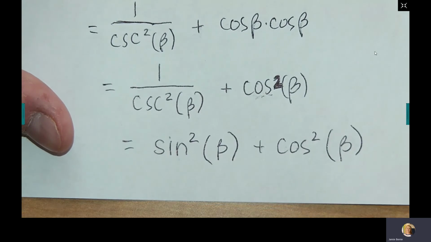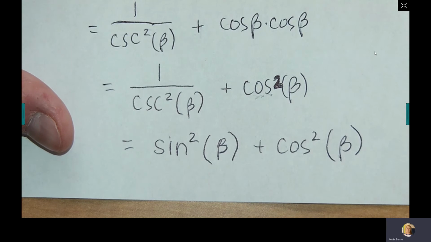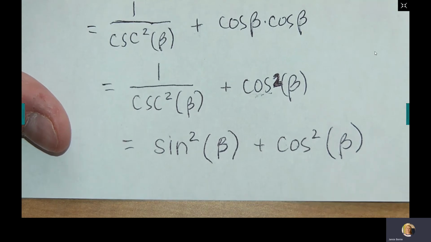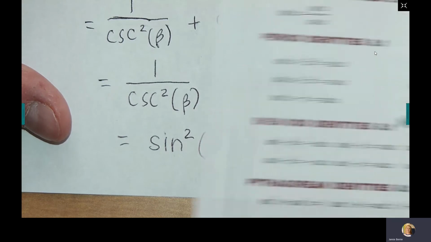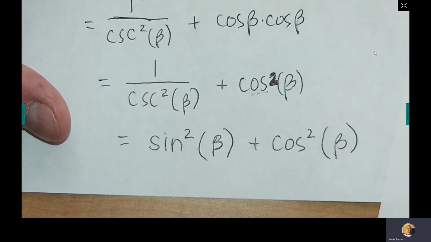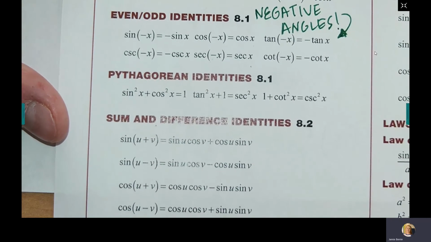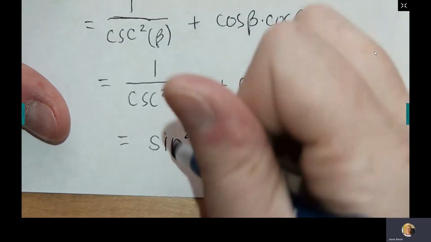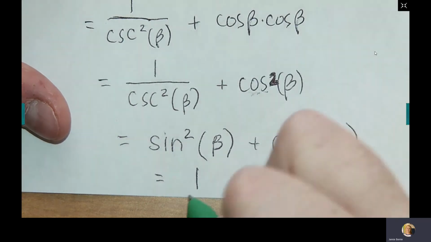I still need to go back and write which trig identities I was using. And remember what we said, if you see trig functions being squared, you should think Pythagorean identity. What's sine squared beta plus cosine squared beta? According to our Pythagorean identity. 1. Very good. You're done. Can't get more simple than that.